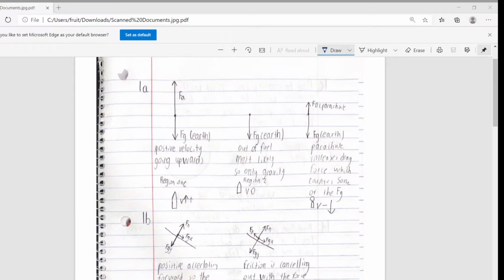So for 1A, the problem reads as such. A toy rocket is shot straight up into the air. After the rocket reaches its maximum height, it starts to fall, and after a few seconds, a parachute is employed for the rest of the trajectory.